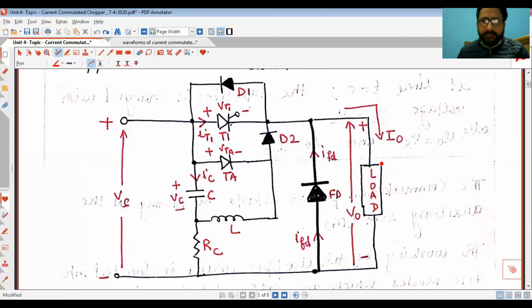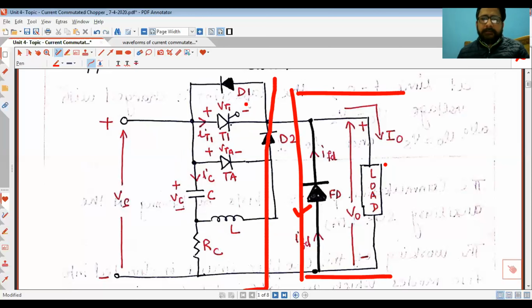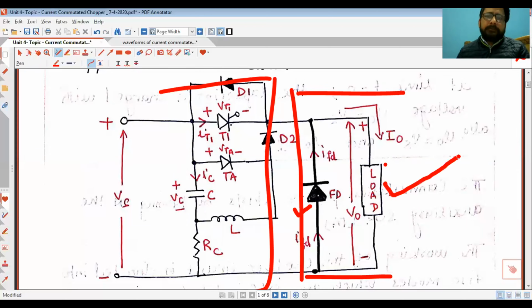The load connected here is an inductive load, and that is why a freewheeling diode is connected here. So when this part of the circuit is disconnected from the supply, the freewheeling diode comes into action, and the current which is stored in the load in some form is dissipated through the freewheeling diode. That means the current freewheels through this diode, and that is why this diode is known as freewheeling diode.